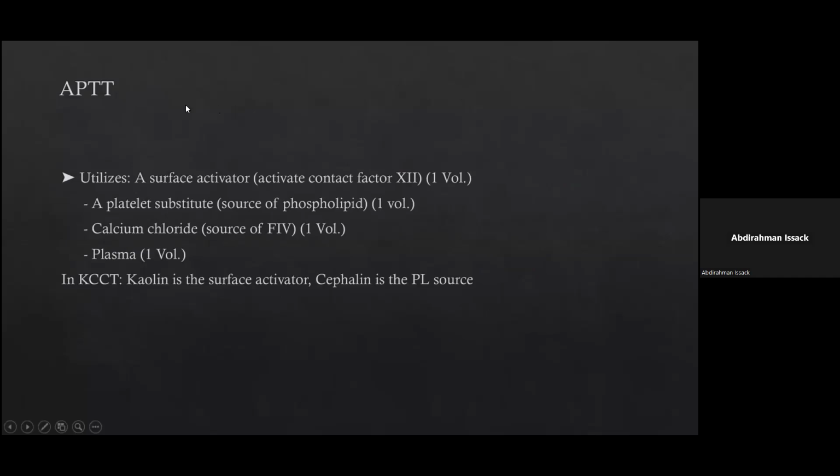Okay, let's look at the APTT. The APTT utilizes a surface activator which activates factor 12 in the extrinsic pathway, and it uses platelet substitute of phospholipid and calcium chloride and plasma. In the KCCT, the surface activator is kaolin, and in the kefalin test, the kefalin is the phospholipid source.